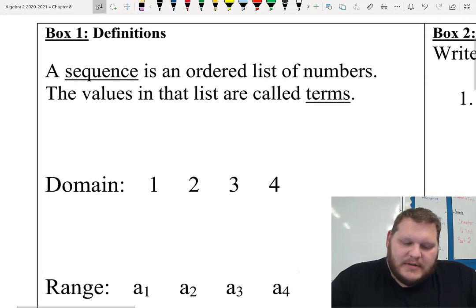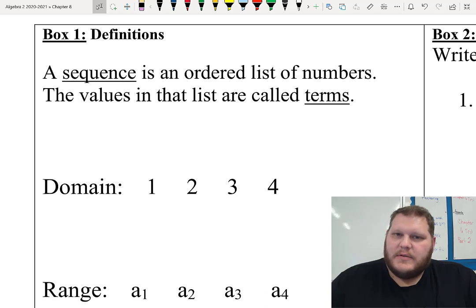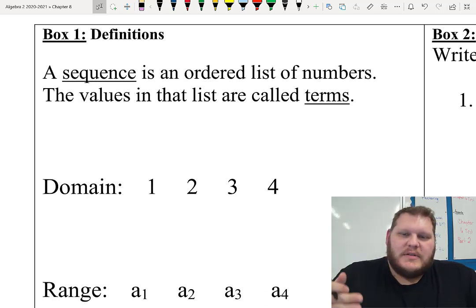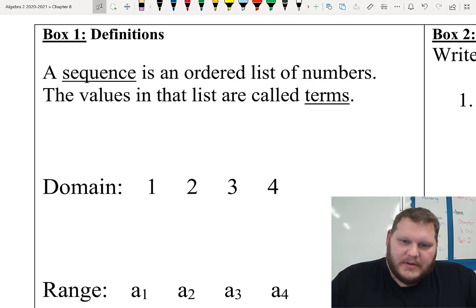So here in box 1 for 8.1 day 1, we're going back through what it means to be a sequence. Remember, a sequence is just an ordered list of numbers. It's just a list of our outputs. We have values in that list, and we call those terms.